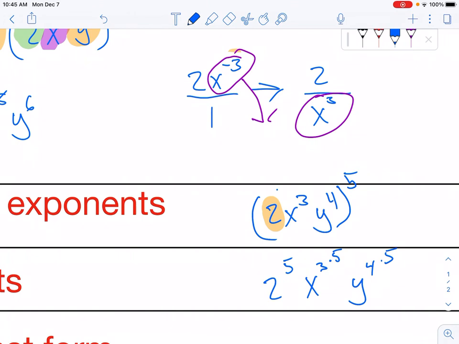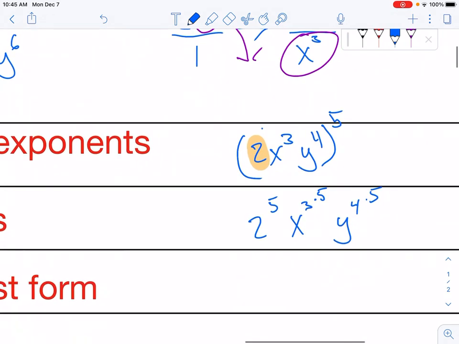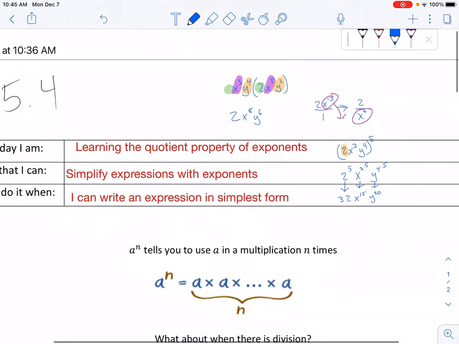So we're multiplying our exponents together. 2 to the fifth, if we were to work that out, is 32. And then 3 times 5 is a total of 15, and 4 times 5 is a total of 20. So that was raising a power to a power.